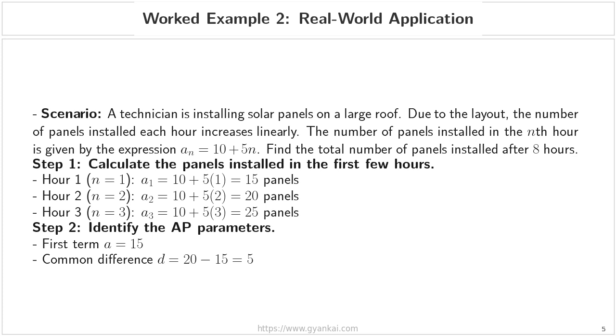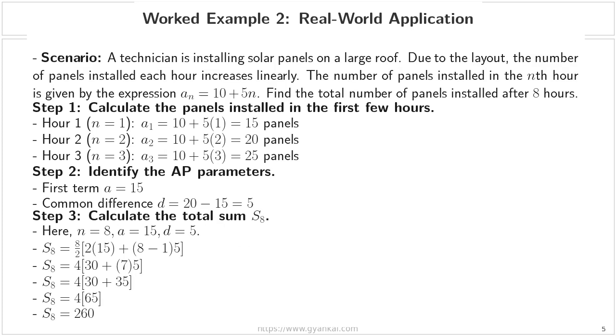Step 2 is to identify our AP parameters. From our calculations in step 1, we can clearly see that our first term, a, is 15. To find the common difference, d, we subtract the first term from the second, 20 minus 15, which gives us a common difference of 5. Finally, step 3, we apply the sum formula. We are looking for the sum of the first 8 hours, so our n is 8. We have a as 15 and our d as 5. Let's plug these into the formula. S sub n equals n divided by 2 multiplied by the quantity 2a plus n minus 1 times d.